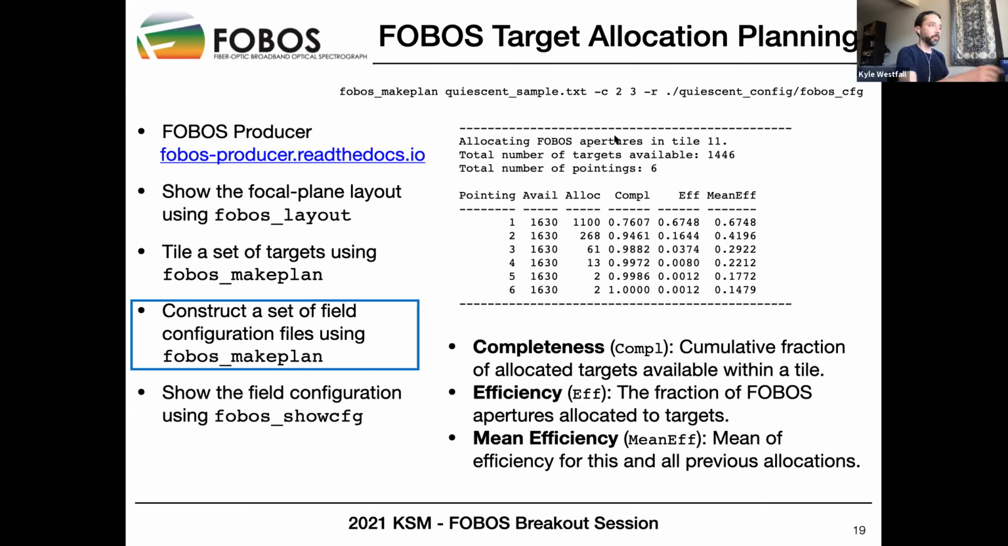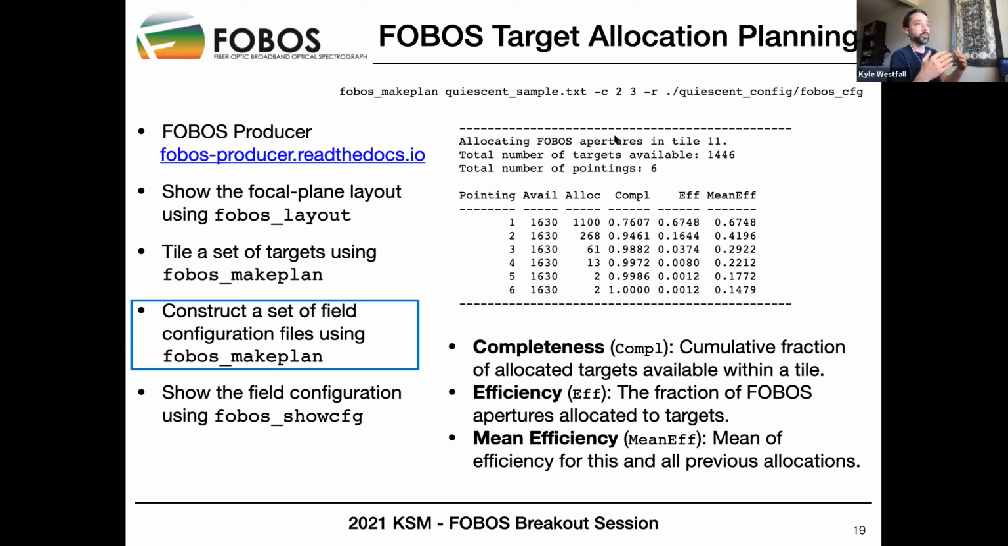And so the fourth column here, the COMPL, is the completeness. That's the cumulative acquisition of targets as you revisit that pointing again and again. So you can see it goes to 1. That's the default, that it will always observe as many sources as you have. The efficiency column tells you how many apertures it's allocated versus the number of available apertures. So in that top row, that first pointing, it tells you that there's 1,630 apertures that are available to be allocated to sources, but only 1,100 of those have been allocated.